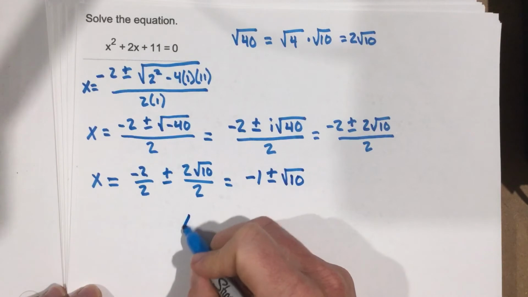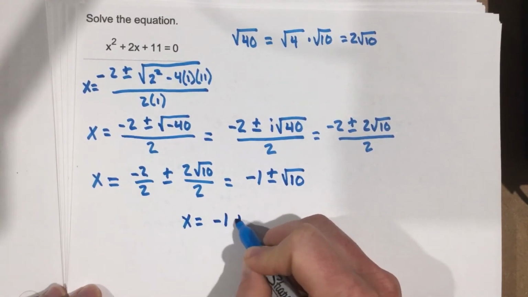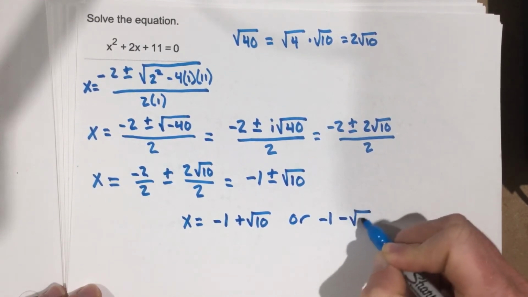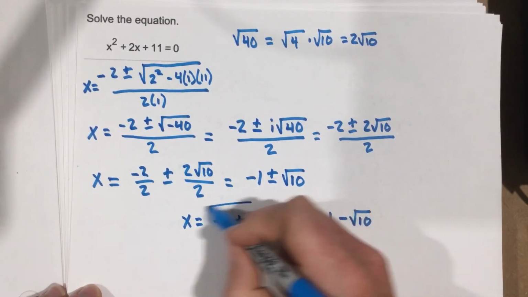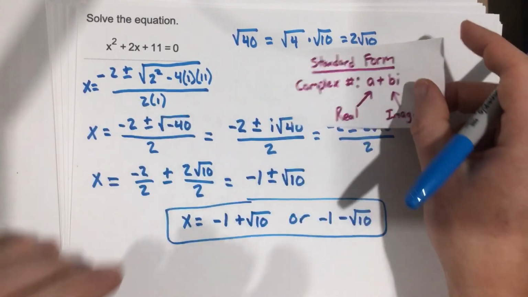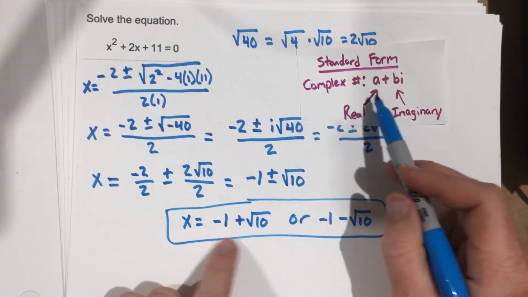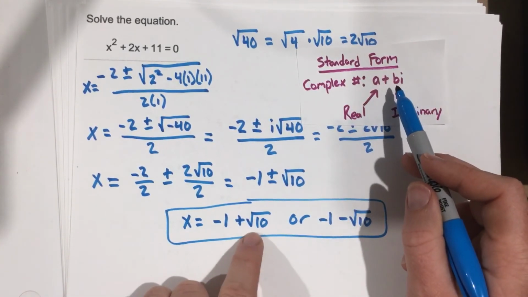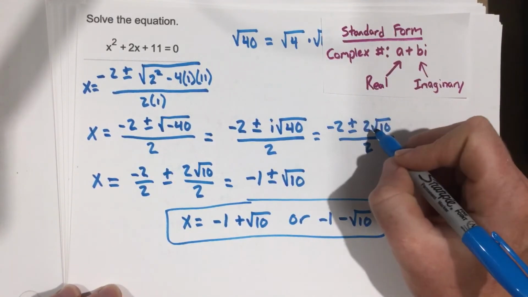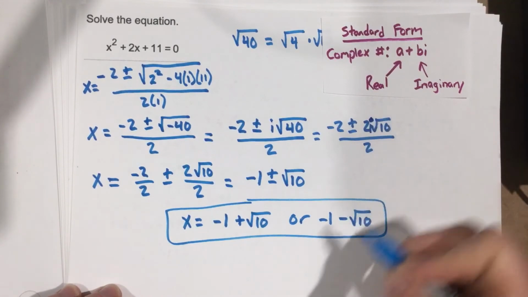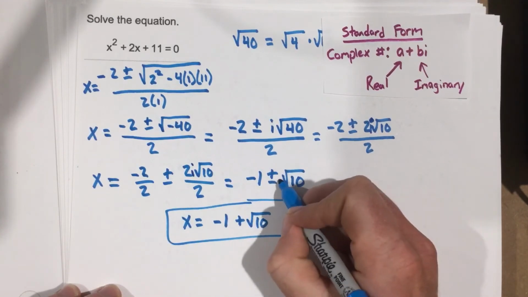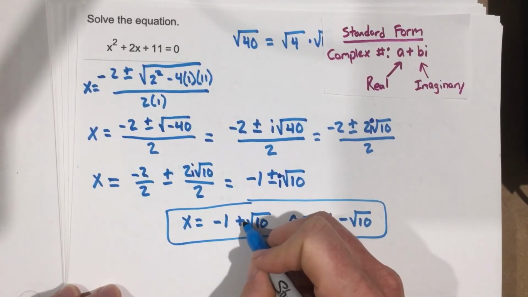And finally, I want to write that as x equals negative 1 plus root 10 or negative 1 minus root 10. And now I have the solutions for this problem. And they're written in standard form, which we like. The real number is the negative 1. Complex number is the... and you know what I forgot this whole time? Crap. This would be 2i. Sometimes you'll do this. It's very easy to do. You just forget the i is there.